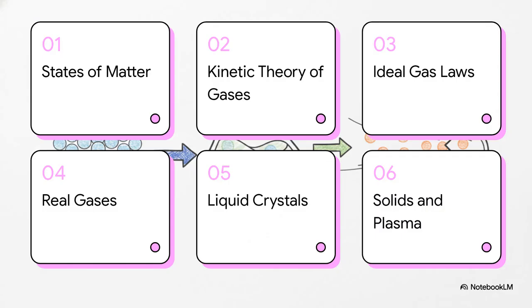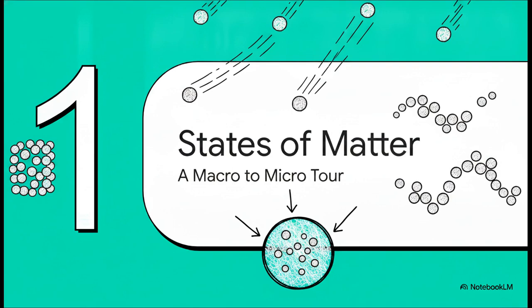Okay, let's dive into this. Here's our roadmap for today. We'll start with the states of matter, move into the kinetic theory of gases, unpack the ideal gas laws, and then look at real gases. After that, we'll explore liquids and liquid crystals, and finally, we'll wrap up with solids and plasma. Section 1, the states of matter.